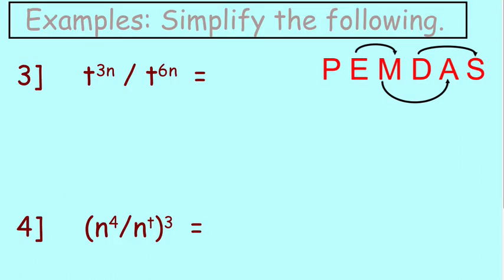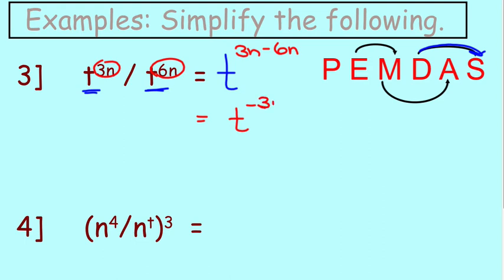All right. Last set of examples on this slide. We are taking t to the 3n divided by t to the 6n. Dividing, we subtract the powers. So t, the power is 3n minus 6n. So we get t raised to the negative 3n.